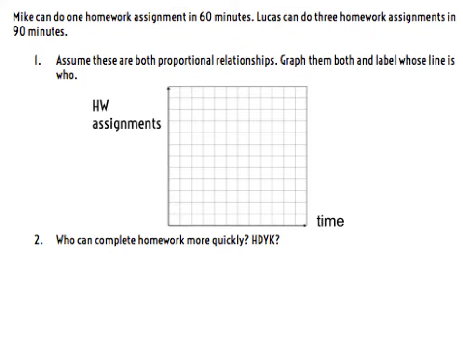You want to graph them both and label whose line is whose. I'm going to start just by labeling my axes. I know that I'm looking at time in minutes, and you could choose to do it in half hours or something like that, but I'm choosing minutes. So I'm going to think about 30-minute chunks. And for homework assignments, it seems reasonable to think about one homework assignment at a time. Since we had 1 and 2 given, going up to 4 or 5 homework assignments seems reasonable. I can just equally space those so that I have 1 through 5 homework assignments.